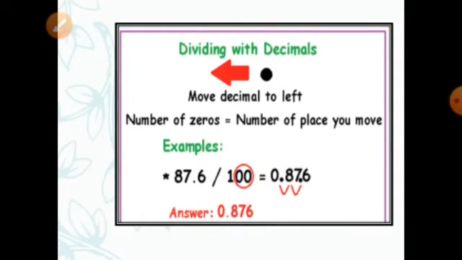So the decimal point was there in between 7 and 6. So now it comes before 8. So it becomes 0.876. Now let's solve some questions relevant to this.